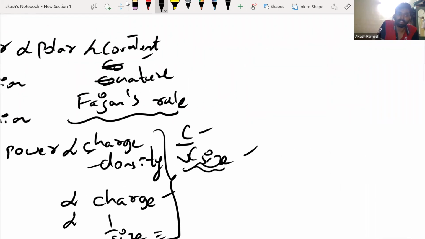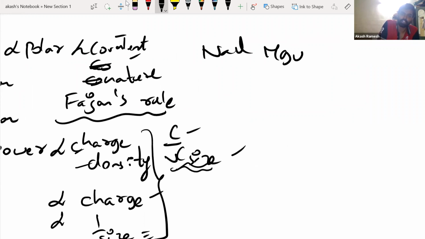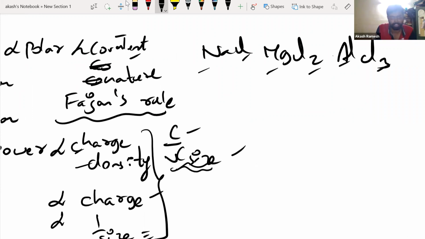Say I take NaCl, MgCl2, and AlCl3. All the anions are the same; the anions are chlorine. But look at the cations: here it is sodium, here magnesium, here aluminium. Now, how will you do it? I'm asking you to arrange them in the order of covalent nature.